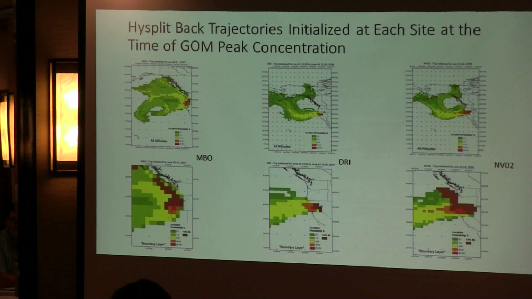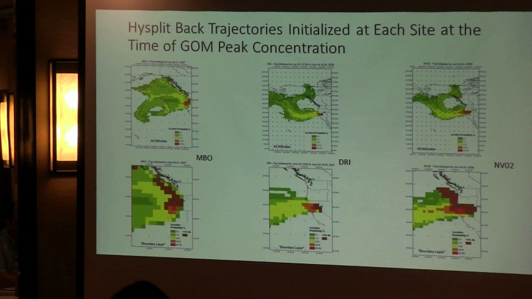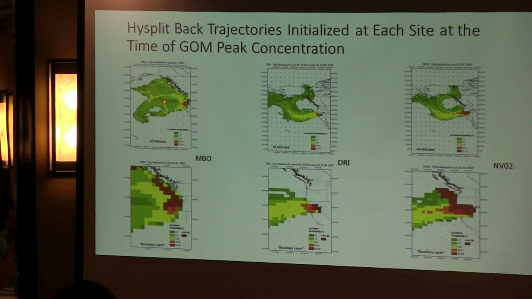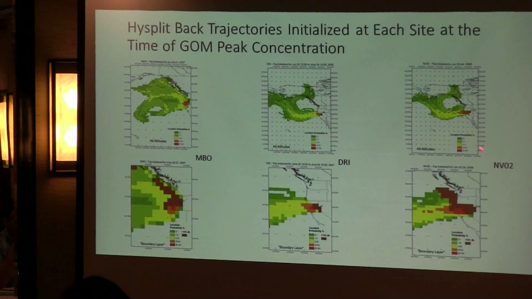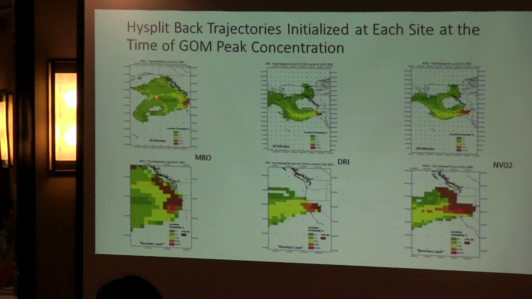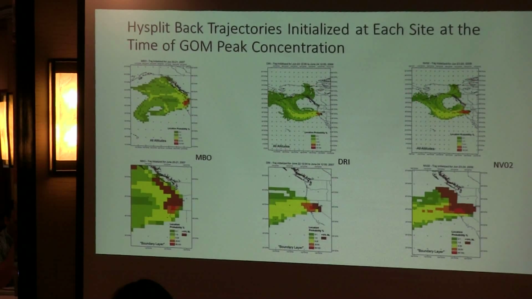Just looking at where the airflow is coming from, these are gridded frequency distributions of HYSPLIT back trajectories going 5 days back in time, initialized at Mount Bachelor during the peak of the event, Desert Research Institute during the peak of the event, and NVO2. You can see that the flow is generally from the west. It branches off with a couple different patterns depending on which site it's arriving at.